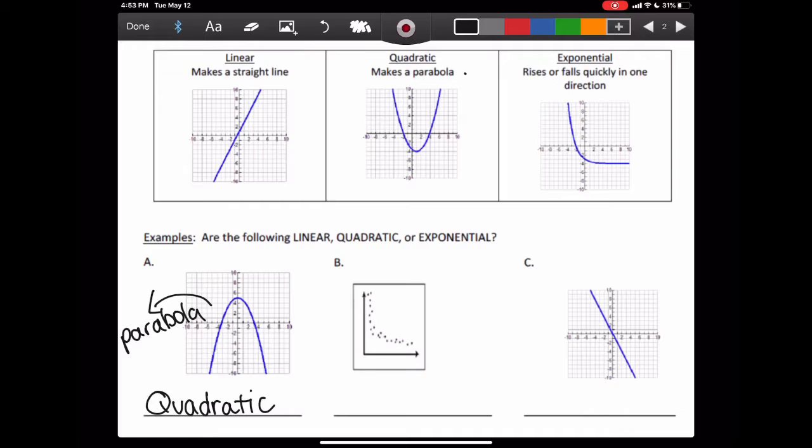Look at B. We have a scatter plot graph right here. We don't really deal with too many of those in Algebra 1, but it's still very important to know what it is. We have our x-axis right here, our y-axis right here. Is it linear, making a straight line, or a parabola, or is it falling or rising in one direction? Well, it's definitely falling in one direction, so we're going to have an exponential function. Look at C. It's making a straight line. When you have a straight line, you're going to have a linear function. The answer was in the word linear function.